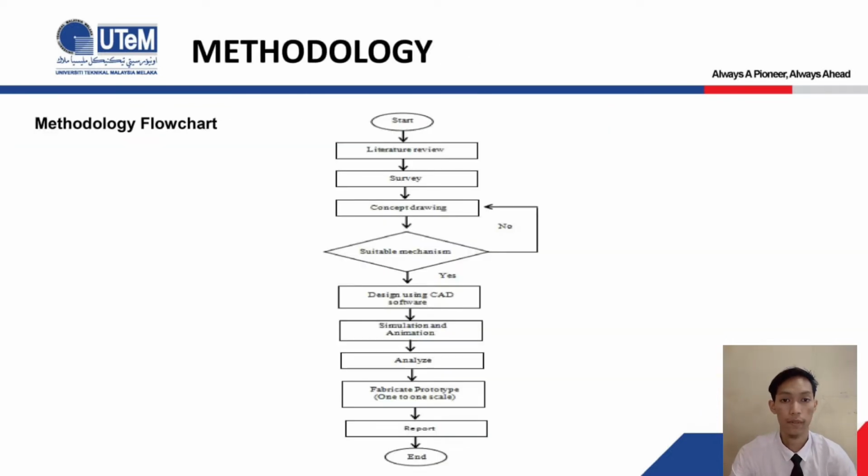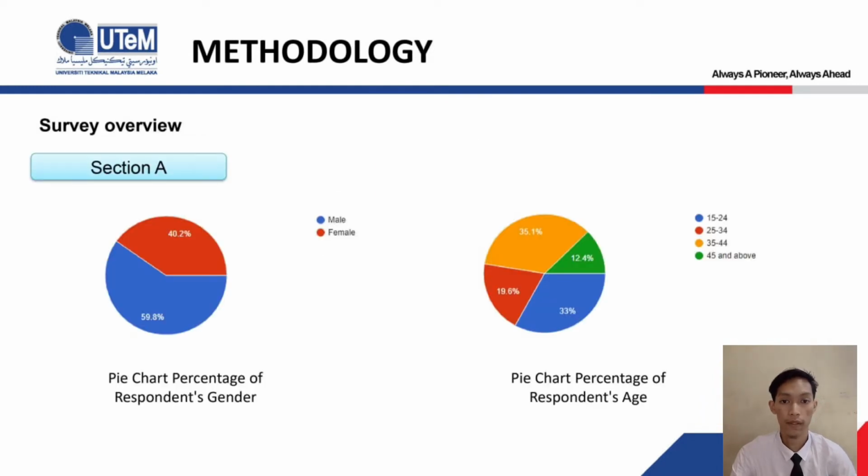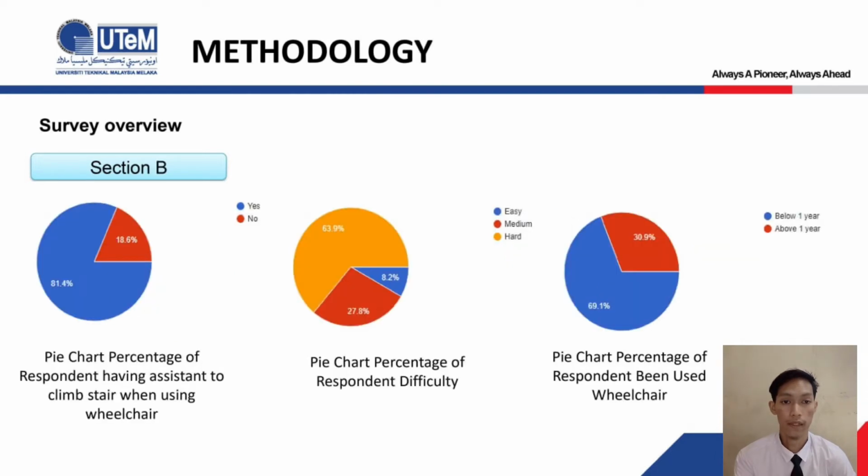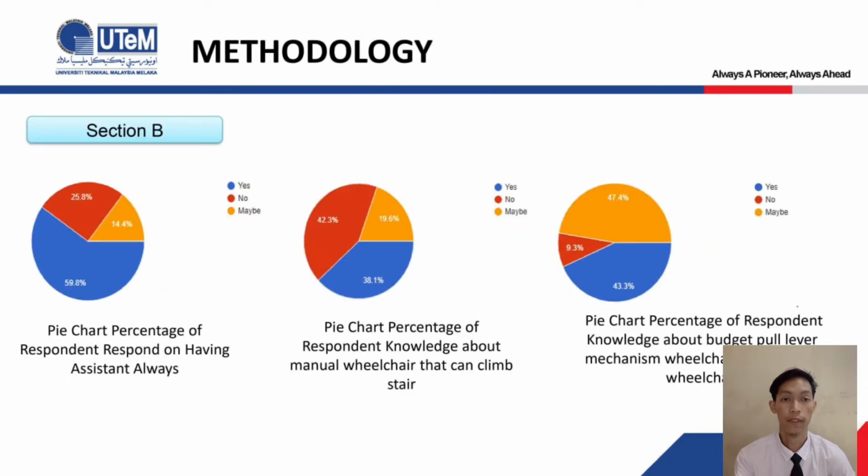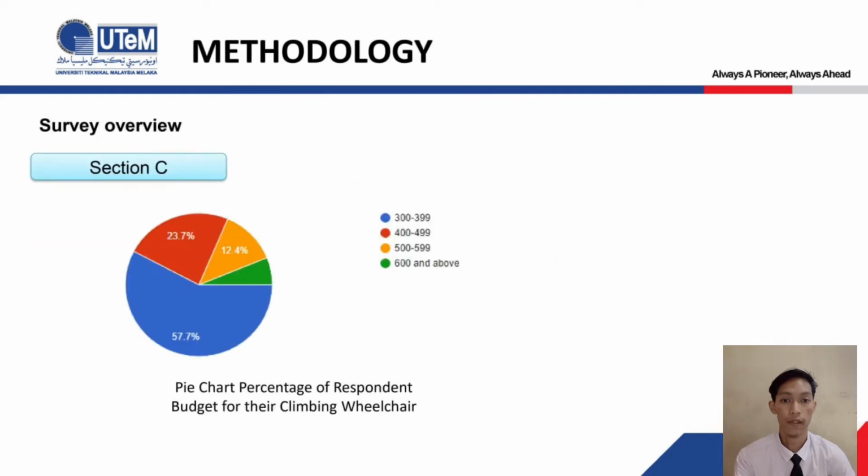Okay, next for the methodology. As you can see here, this is a methodology flowchart. Then for the survey overview, the survey has been divided into 3 sections: Section A, Section B and Section C. Okay, for Section A, the respondents were asked about gender and age. Then for Section B, the respondents were asked problem-related questions. And for Section C, the respondents were asked about the pricing.